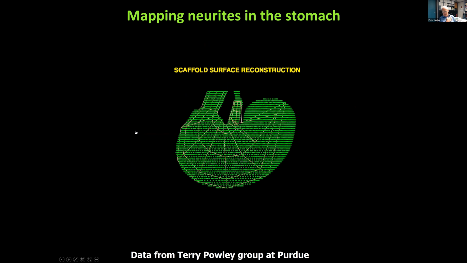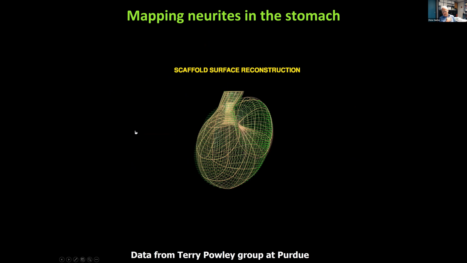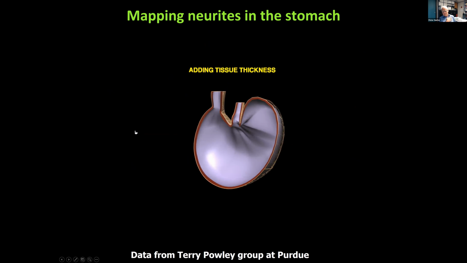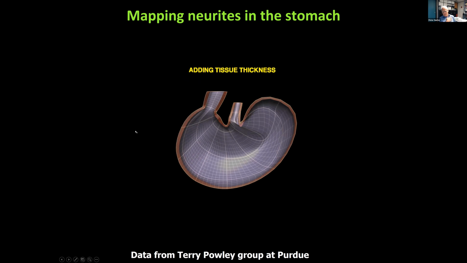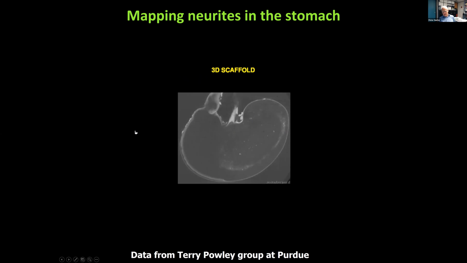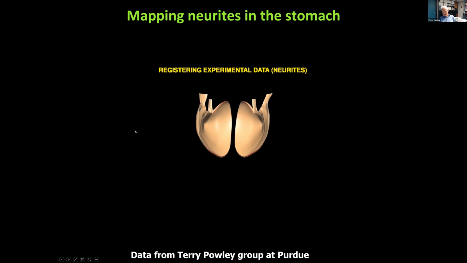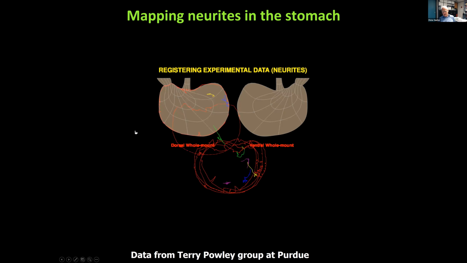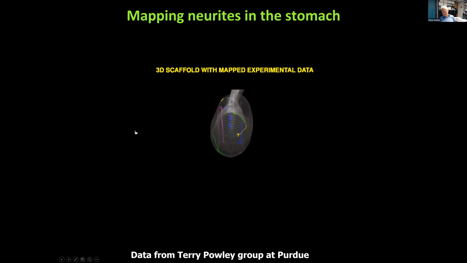And that means we can then open these scaffolds out in the same way that the experimentalists do. So you can cut them along the greater curvature, for example, and then this looks like the preparation that they use experimentally, and we're now mapping their data of the neurite pathways into that cut tissue and then closing it up again.